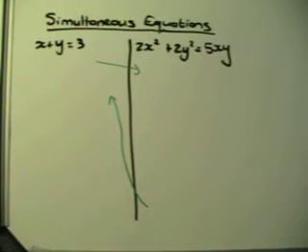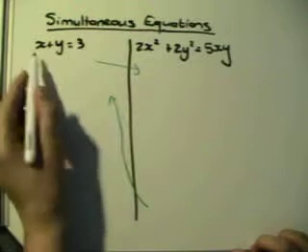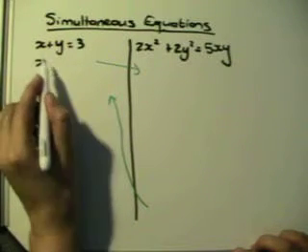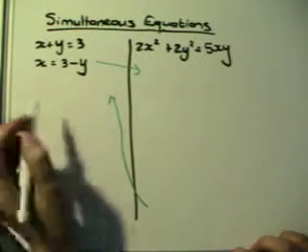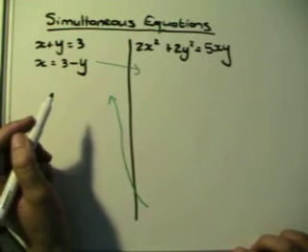Right, so for this one I want to get x or y alone. Let's get x alone, just because in the previous two examples I got y alone.